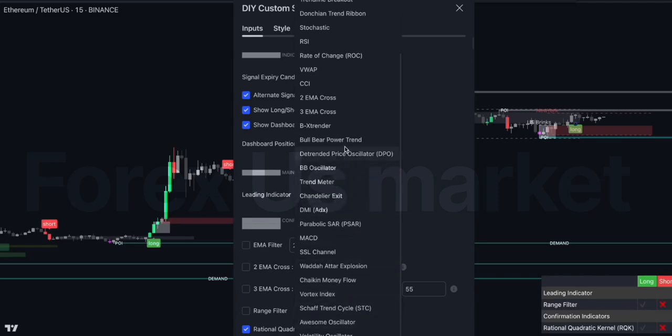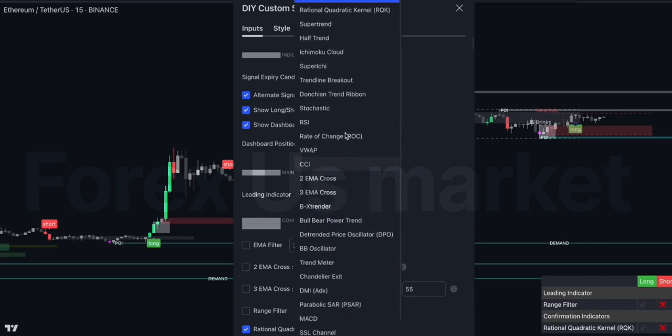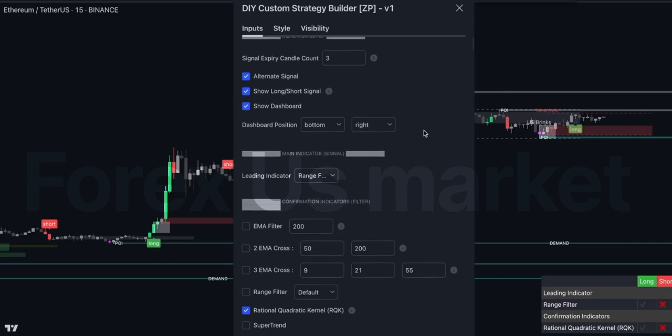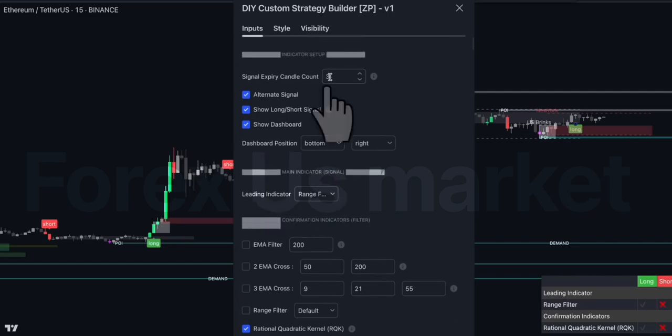No more staring at a screen for hours. Simply set up alerts and let the indicator do the work for you. Depending on the market you trade, you can select different indicator combinations. DIY Custom Strategy Builder even has an option to set a signal expiry candle count. By default, this number is set to 3. This means that if the leading indicator generates a signal, it will wait for a maximum of 3 more candles for the rest of the confirmation indicators to catch up. If they do not respond in time, the signal will not be printed.